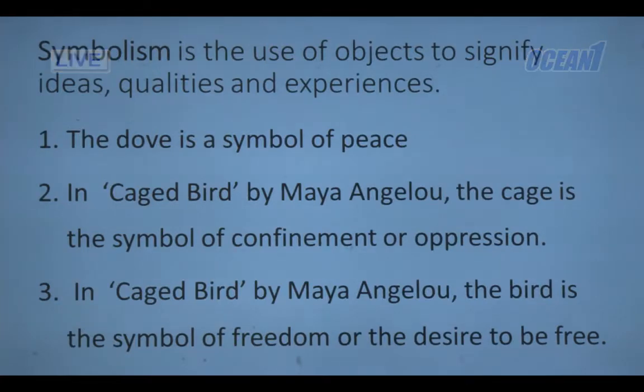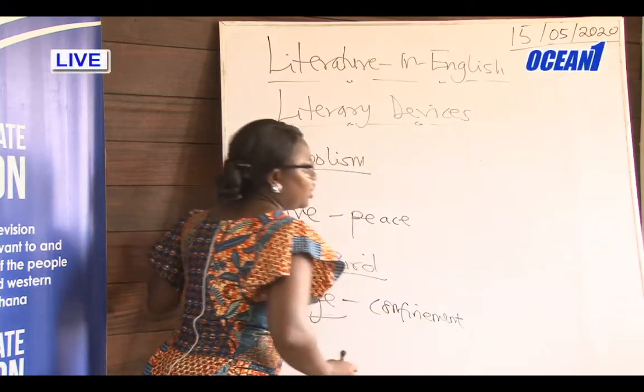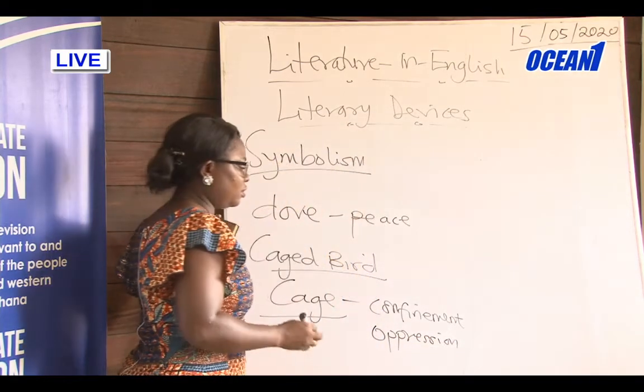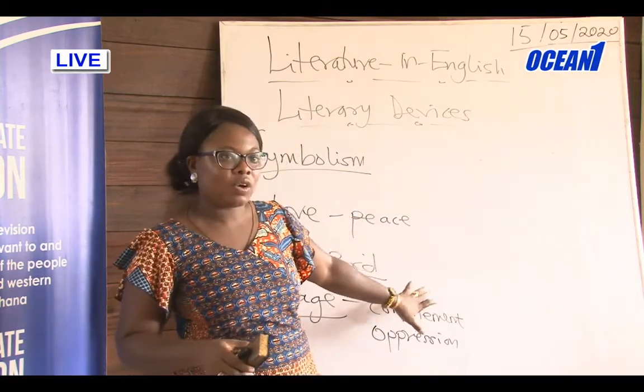In Maya Angelou's Caged Bird, those of us in SHS 1 and 2, this poem is part of our set poems. Caged Bird. This is the title of the poem. In that poem, the cage is a symbol. The cage is a symbol for confinement and oppression. So, the cage here, as used in the poem, symbolizes confinement or oppression.